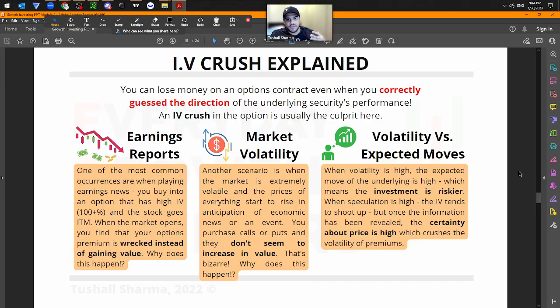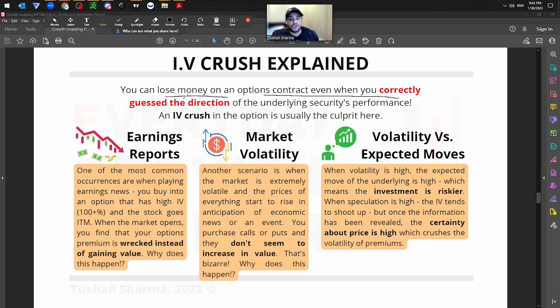So what are IV crushes, okay? And this is when your IV depresses all of a sudden, right? Very, very suddenly. So you can lose money on an options contract even when you correctly guess the direction of the underlying security's performance. IV crush is usually the culprit here, okay?